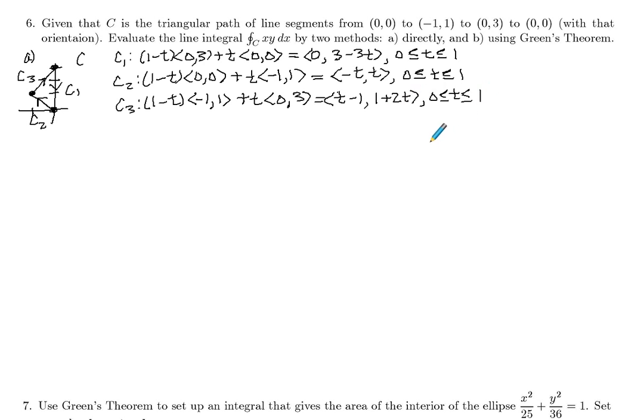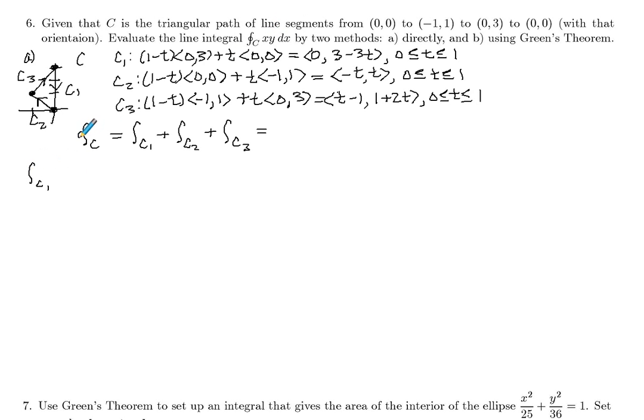So there's our three parameterizations. And then the line integral along the whole curve C is going to be the line integral along C1 plus the line integral along C2 plus the line integral along C3. So we're going to add all of those pieces up. So let's compute the individual line integrals. So the line integral along C1 of xy dx.